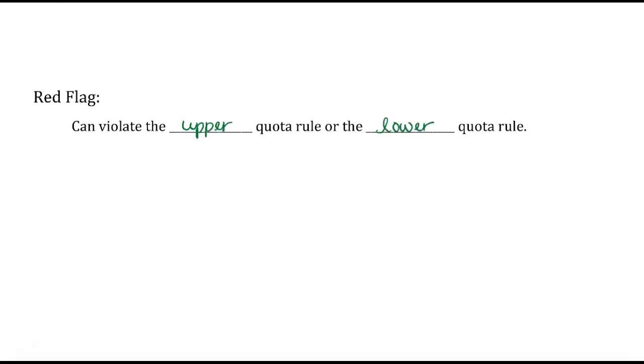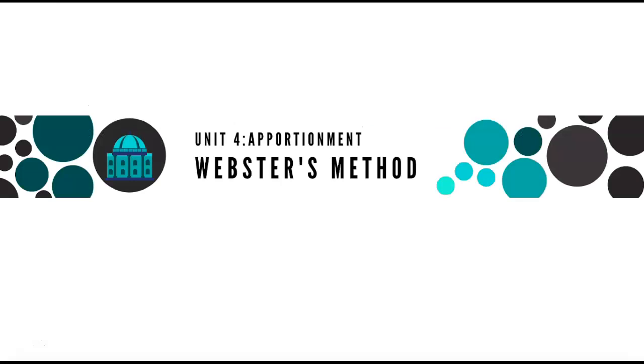While our previous methods just had the potential to violate one or the other, with this conventional rounding, Webster's method can actually give a state more than their upper quota. It can also give a state less than its lower quota. So there's definitely the potential for some issues. But for now, that concludes our conversation about Webster's method of apportionment.